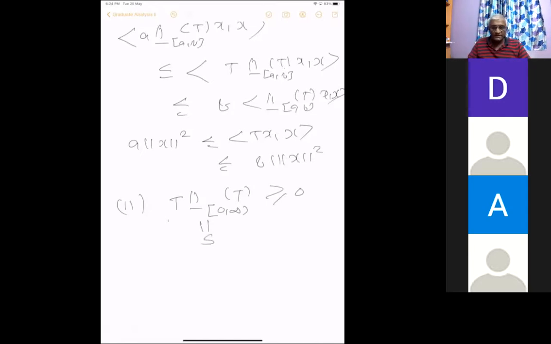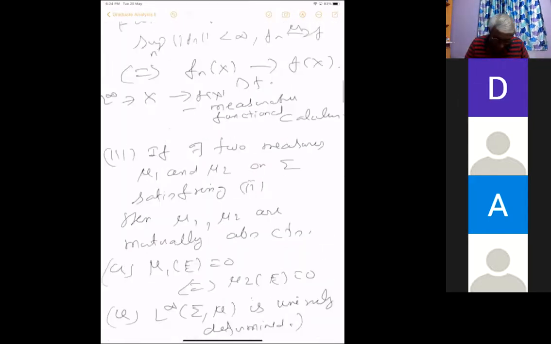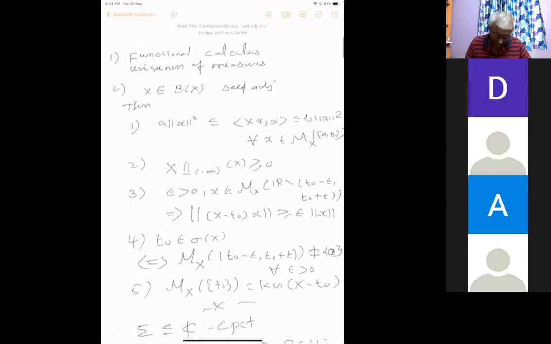And then it just follows from 1, where you take a equal to 0 and b equal to infinity. b can be anything. Okay. It follows from 1 here. Okay, the third one.